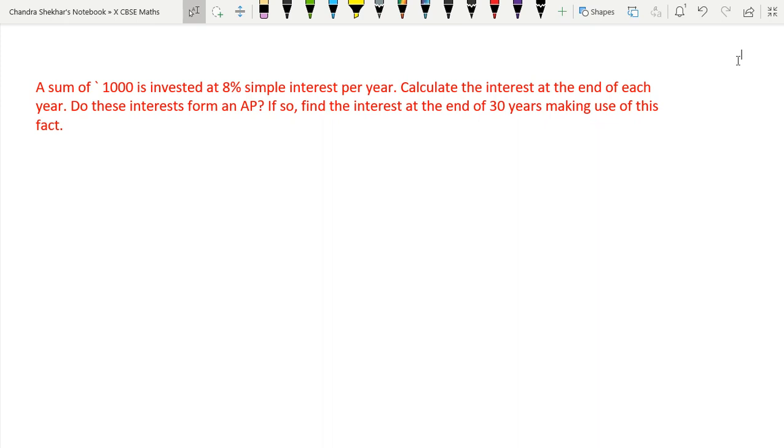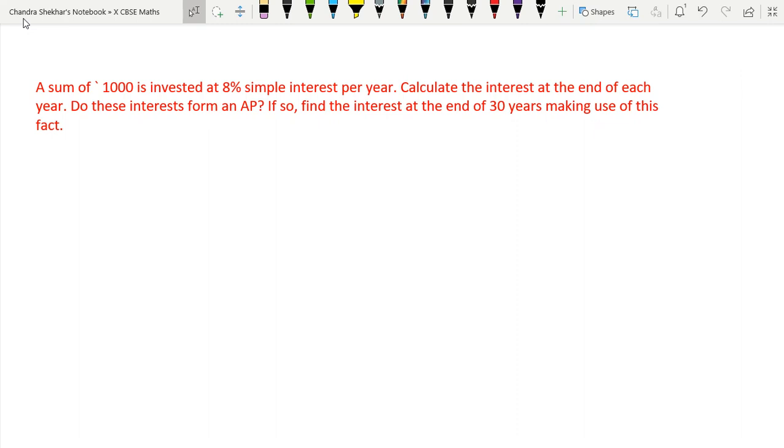Who can let me know what is simple interest? That's PRT by 100. Okay, if the simple interest for the first year is say 2000 at 8%, for the same rate and same principal, will the simple interest the next year be different? No, it won't be different, sir. If it's 1,000 at 8%, it will be 80 rupees every year.